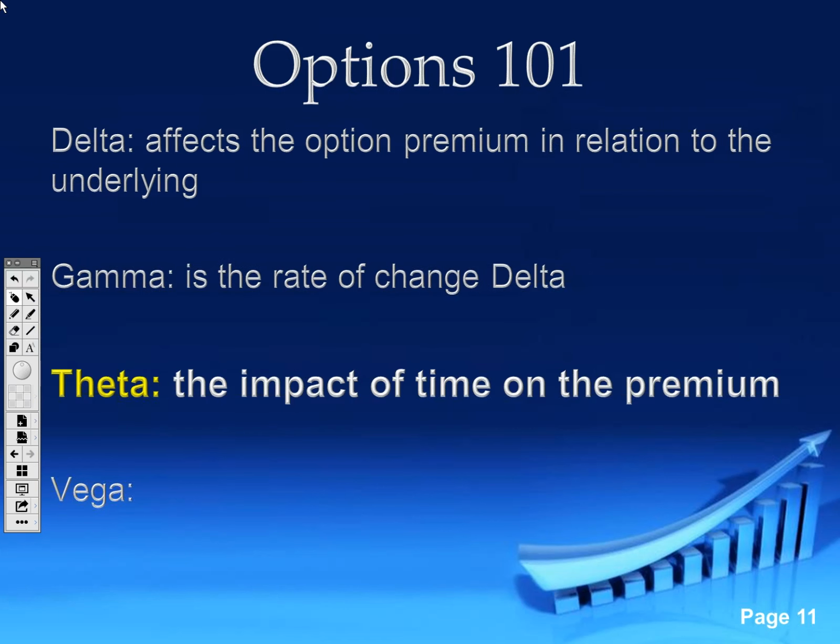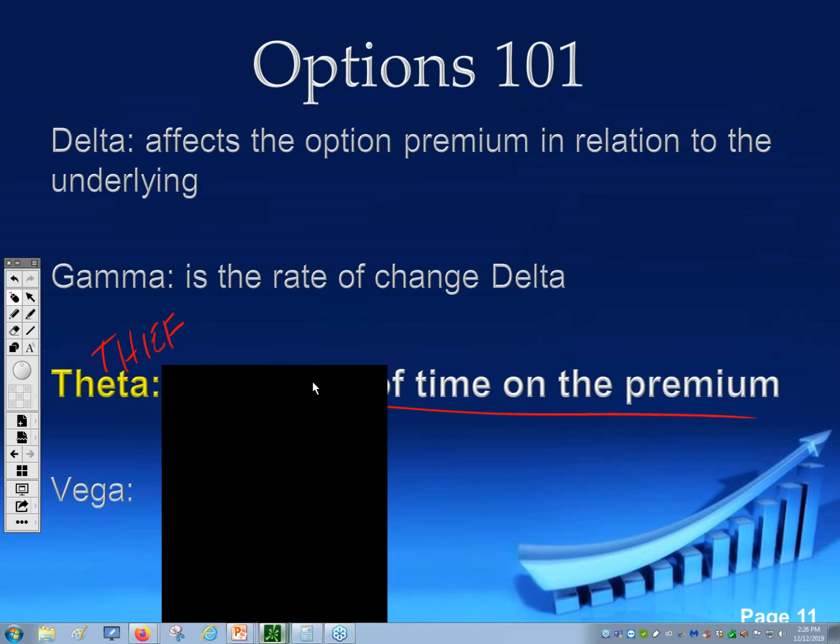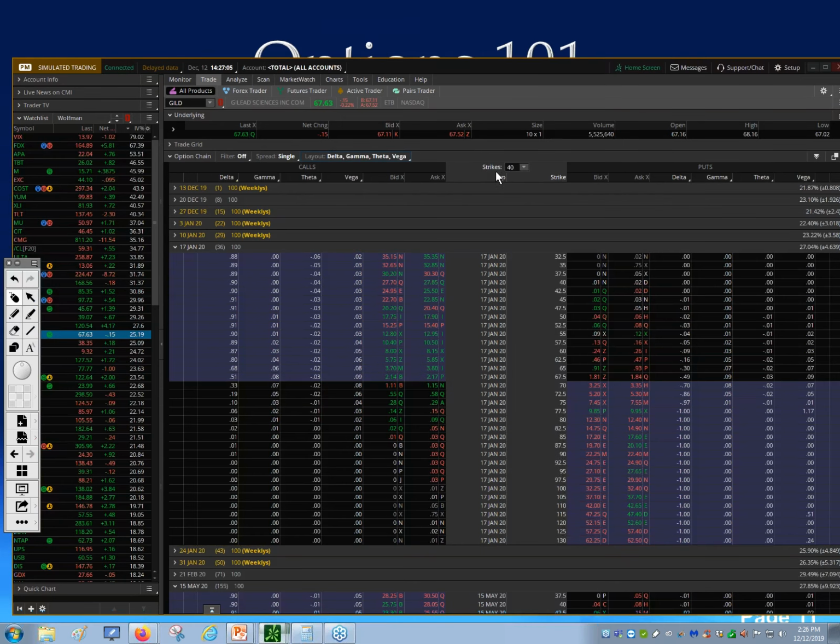All right, theta. Theta is the thief, all right? Think of theta as the thief in the night that comes and steals your premiums. It's the impact of time on your premium. So we have to look at it as each day goes by. So tomorrow, we can look at the theta. The theta comes out of our premium 2 cents every day.